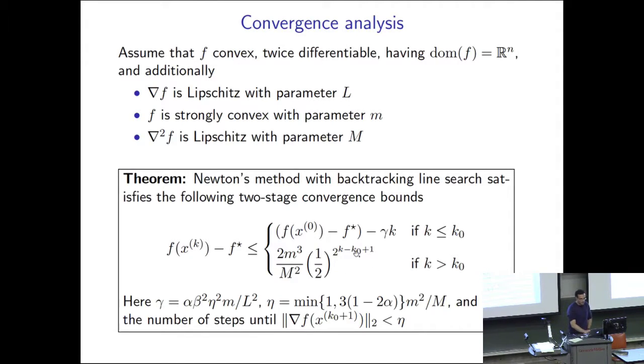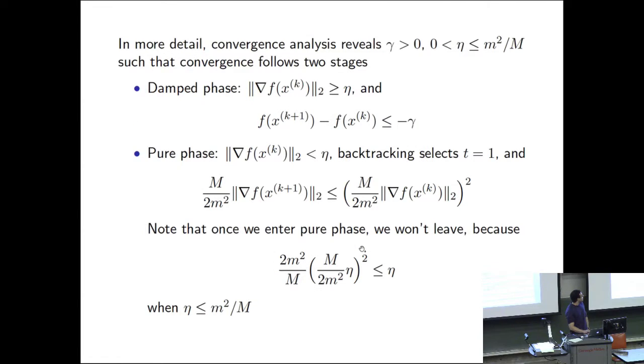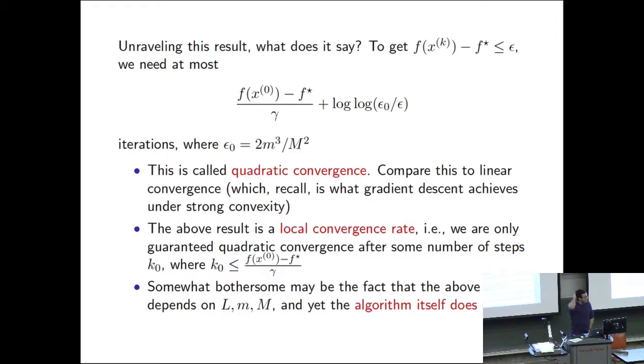I just corrected the slides, but it doesn't change anything. This is still exponentially small, or quadratically exponentially small, whatever you want to call it. So I just corrected that. So let's unravel this result and phrase it in a slightly different way.